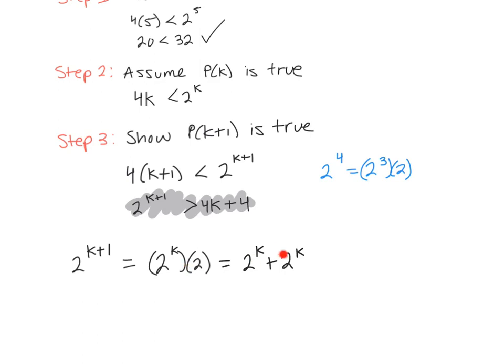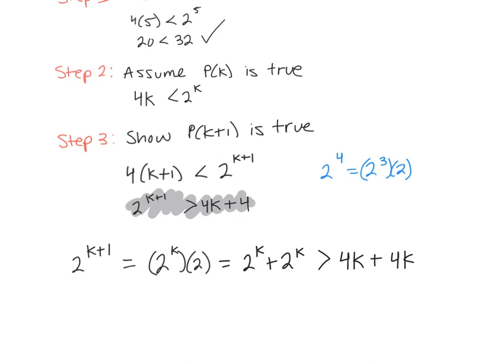Two times anything just means that you're adding it twice. So now that we have this statement, we're going to look back to our assumption statement. We know that 2 to the power of k is going to be larger than 4k. So we can validly make the statement that 2 to the power of k, this one, is bigger than 4k plus 4k, because this one is larger than this is larger than this. So overall, 2 to the power of k plus 2 to the power of k must be larger than 4k plus 4k.